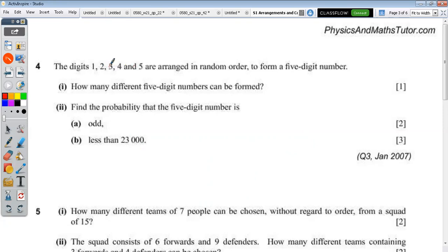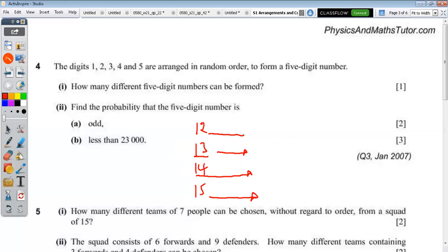So it has to start with 1 or 2. 1 and 2 are fixed. So that is 12,000 and something. 1 and 3, that is 13,000 and something. 1 and 4, that is 14,000 and something. 1 and 5, that is 15,000 and something. Is there anything else besides starting with those?